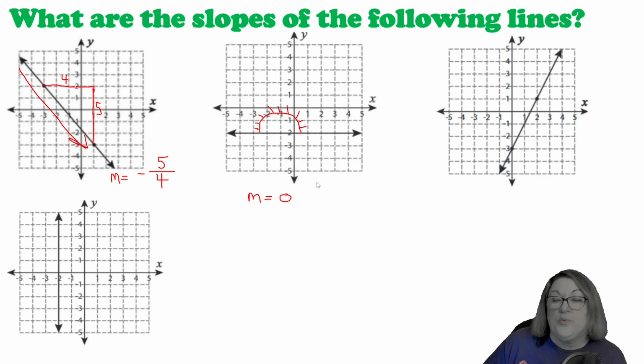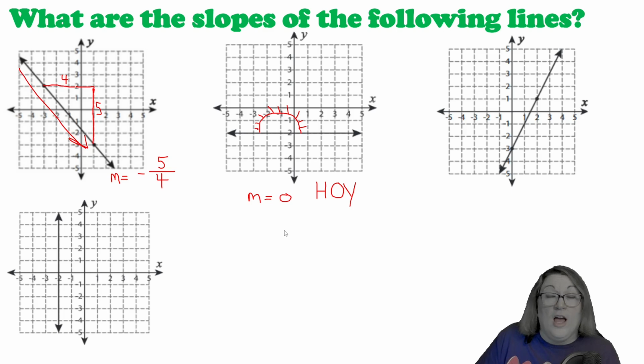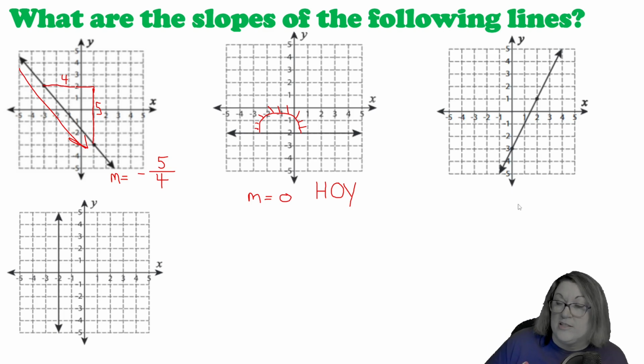Now, one of the things we're going to show you in a video later on is a mnemonic device to help you with that. And this is part of it, HOY. It stands for horizontal, 0 slope, and then the y is how we write an equation for a horizontal line, which we're going to discuss in a different video.